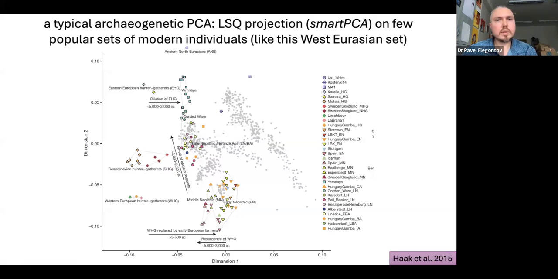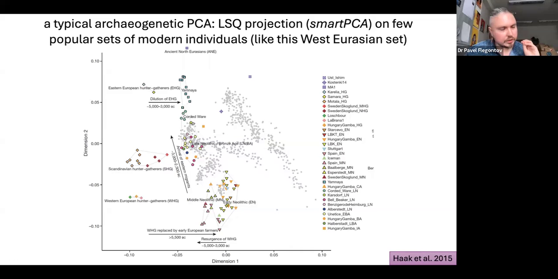Now, let's look at another type of PCA that is now basically standard in archaeogenetics. It's a gold standard because previous analyses were based on co-analysis of ancient and modern individuals, but usually, like in this very well-known paper by Haak, 2015, ancient individuals are projected using LSQ projection.